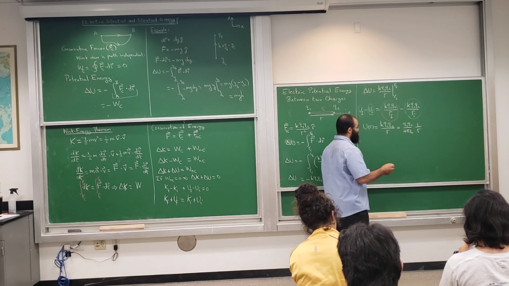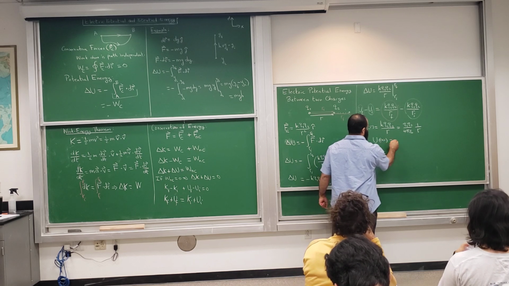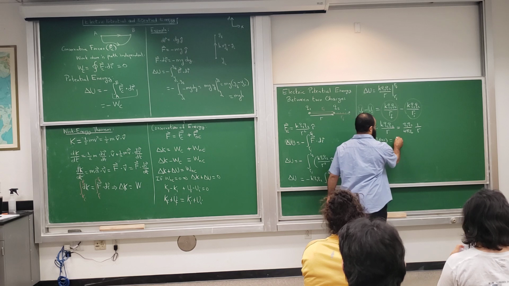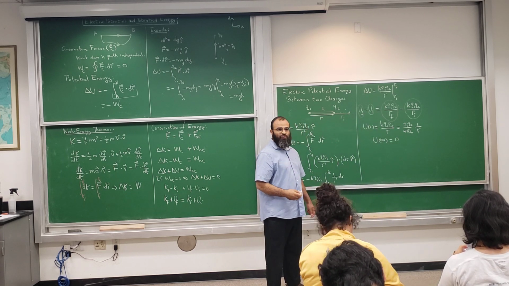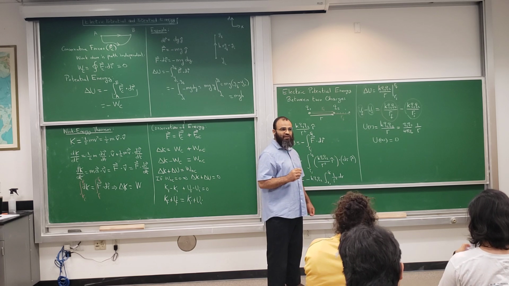The final thing I want you to note: what's the potential energy if the two charges are infinitely far apart? They're very far away from each other. Zero. The point of zero potential energy is when the two charges are infinitely far apart.